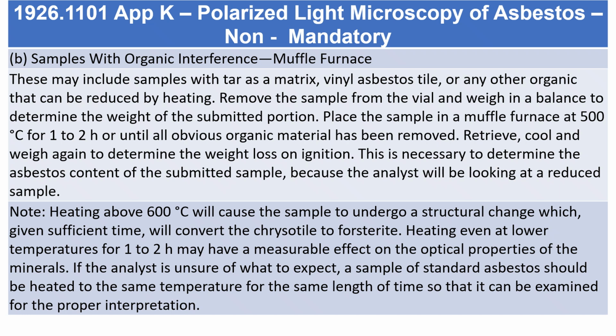Note, heating above 600 degrees Celsius will cause the sample to undergo a structural change which, given sufficient time, will convert the chrysotile to forsterite. Heating even at lower temperatures for 1 to 2 hours may have a measurable effect on the optical properties of the minerals. If the analyst is unsure of what to expect, a sample of standard asbestos should be heated to the same temperature for the same length of time so that it can be examined for the proper interpretation.